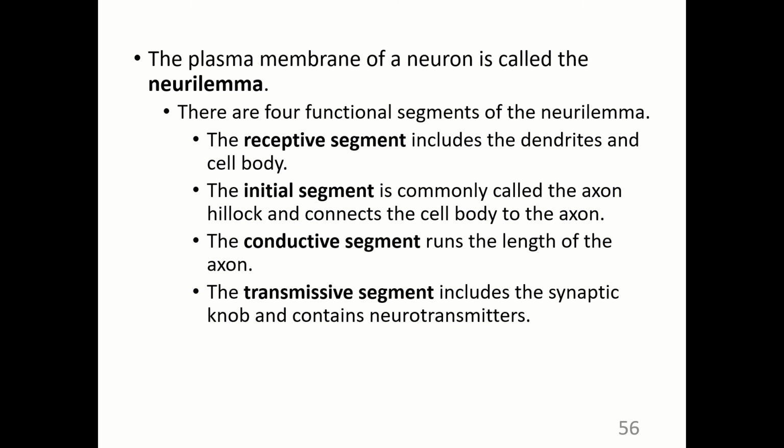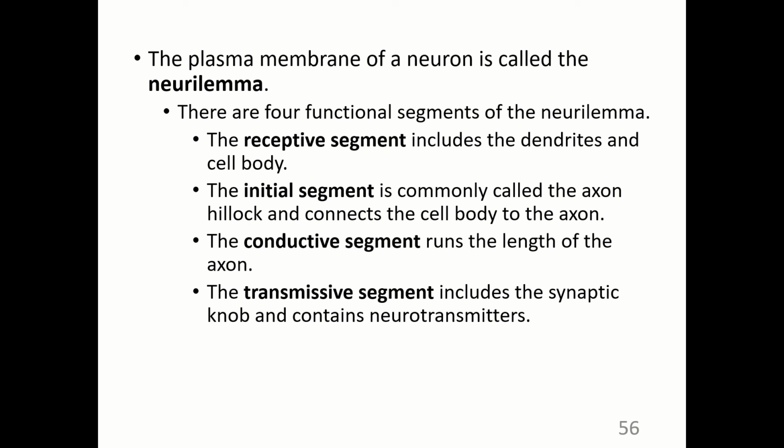The plasma membrane of a neuron is called the neurolemma. There are 4 functional segments of the neurolemma. The receptive segment includes the dendrites and cell body. The initial segment is commonly called the axon hillock and connects the cell body to the axon. The conductive segment runs the length of the axon, and the transmissive segment includes the synaptic knob and contains neurotransmitters.